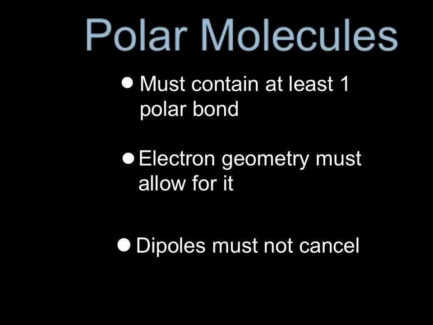In conclusion, in order to have a polar molecule, the molecule must contain at least one polar bond, and the electron geometry must allow for it, in turn keeping the dipoles from canceling each other out.